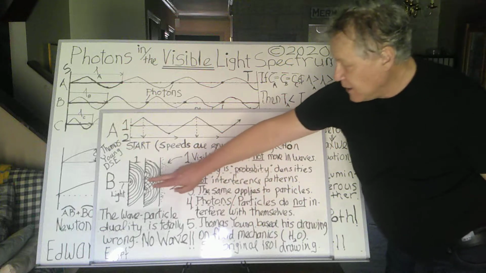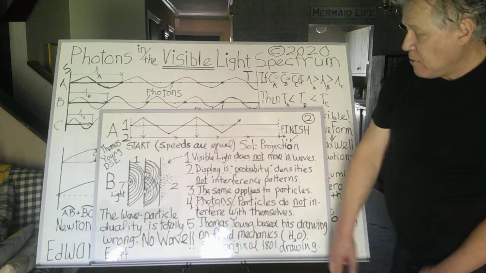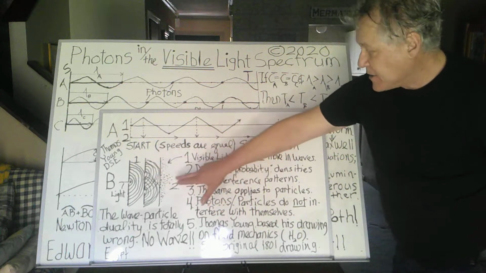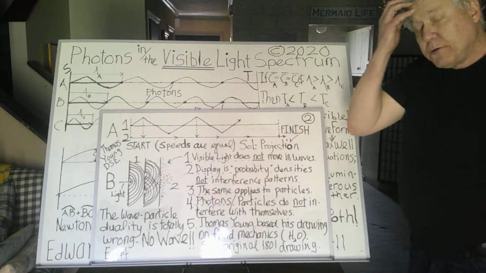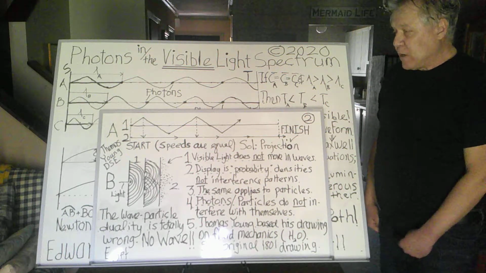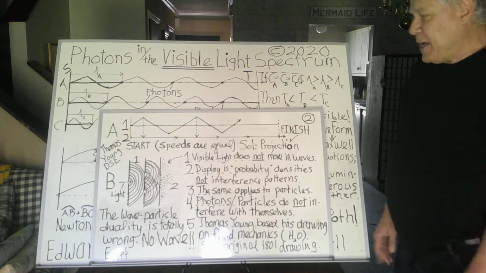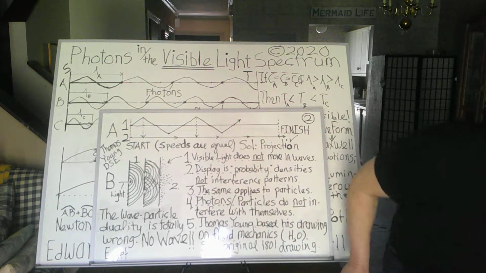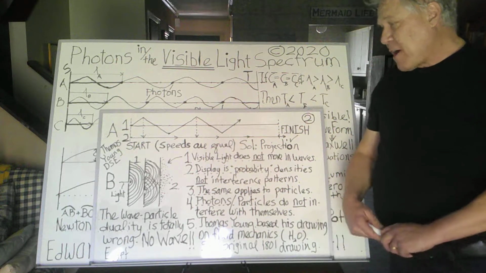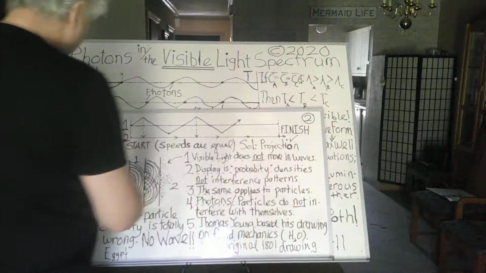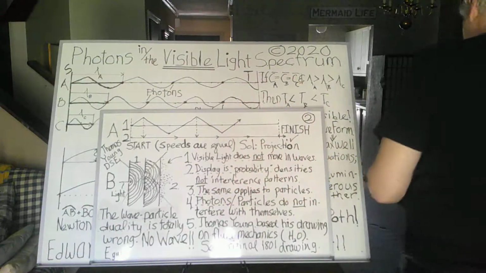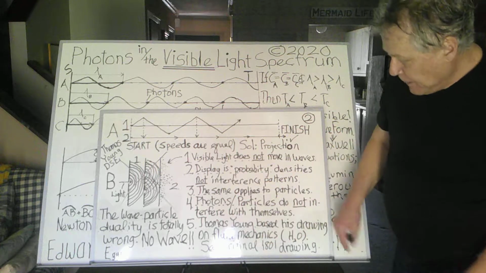This is his idea. You have light coming in, and it diffracts through the double slit, and you get some kind of interference pattern. But what did we just say? We just said that light doesn't travel in waves. Well, if light doesn't travel in waves, that doesn't work. And I'll jump down to here.